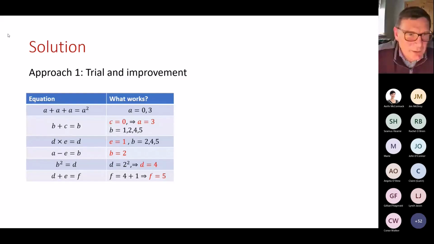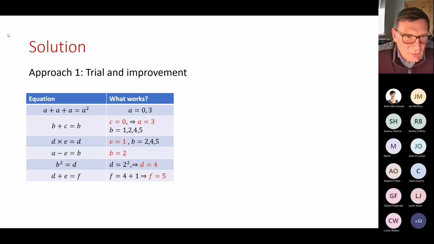The third one then, d multiplied by e equals d. And again, with substitution of numbers, they'll quickly realize here that e should be 1. And that leaves us then with b being either 2, 4, or 5. When we come down to the next equation, a minus e equals b. Well, they've already found a is 3, and they've found e is 1. So 3 minus 1 is 2, gives them the value 2 for b.